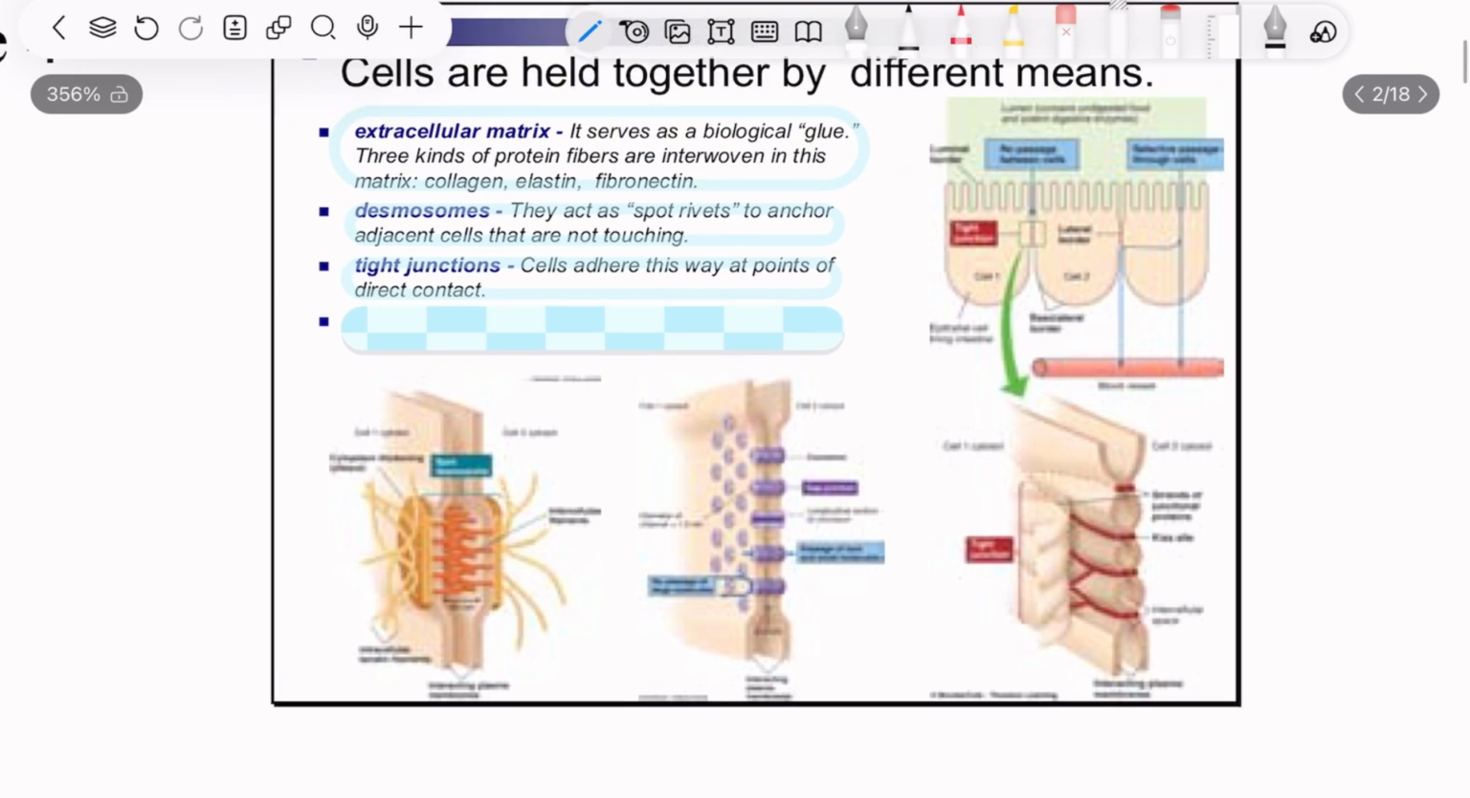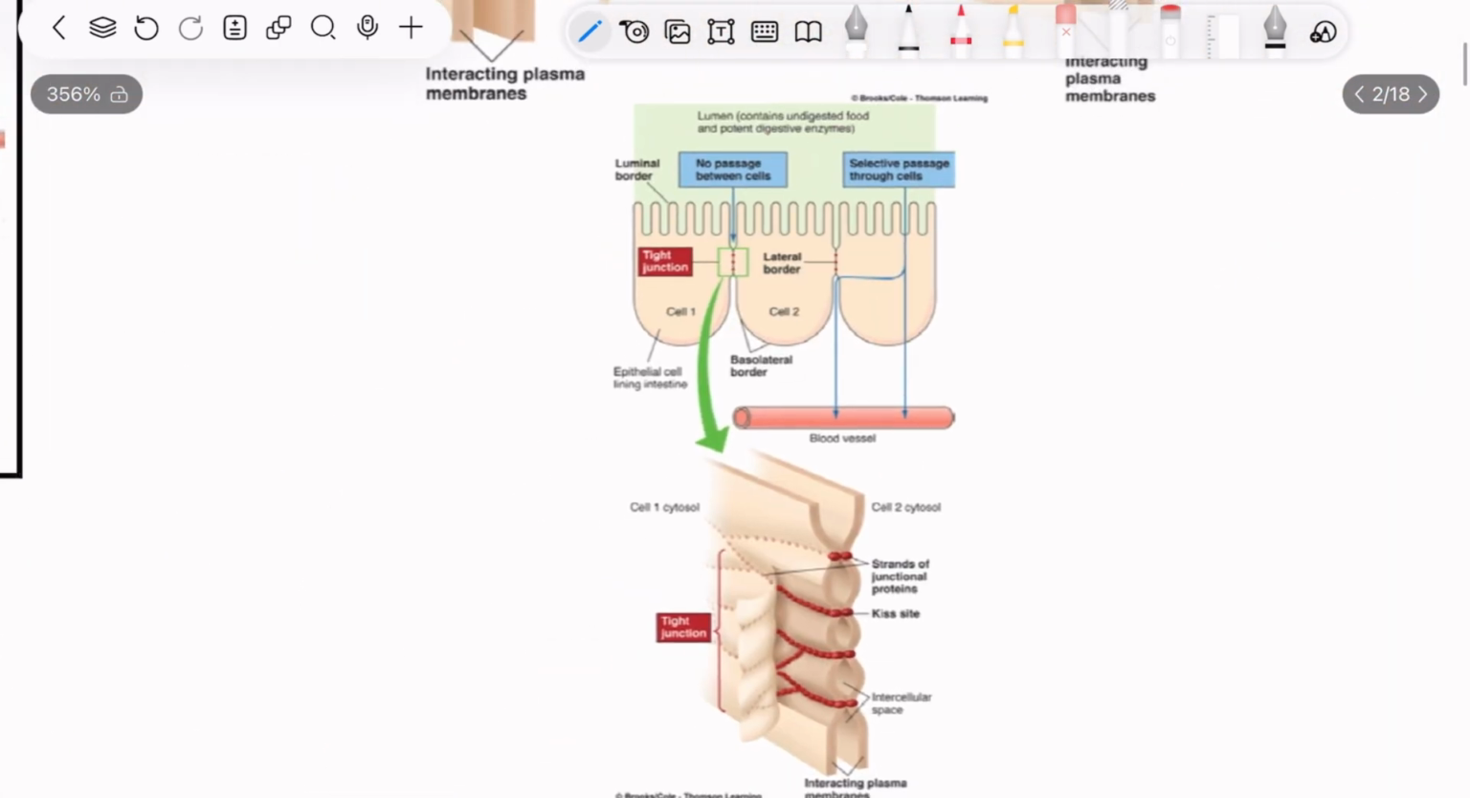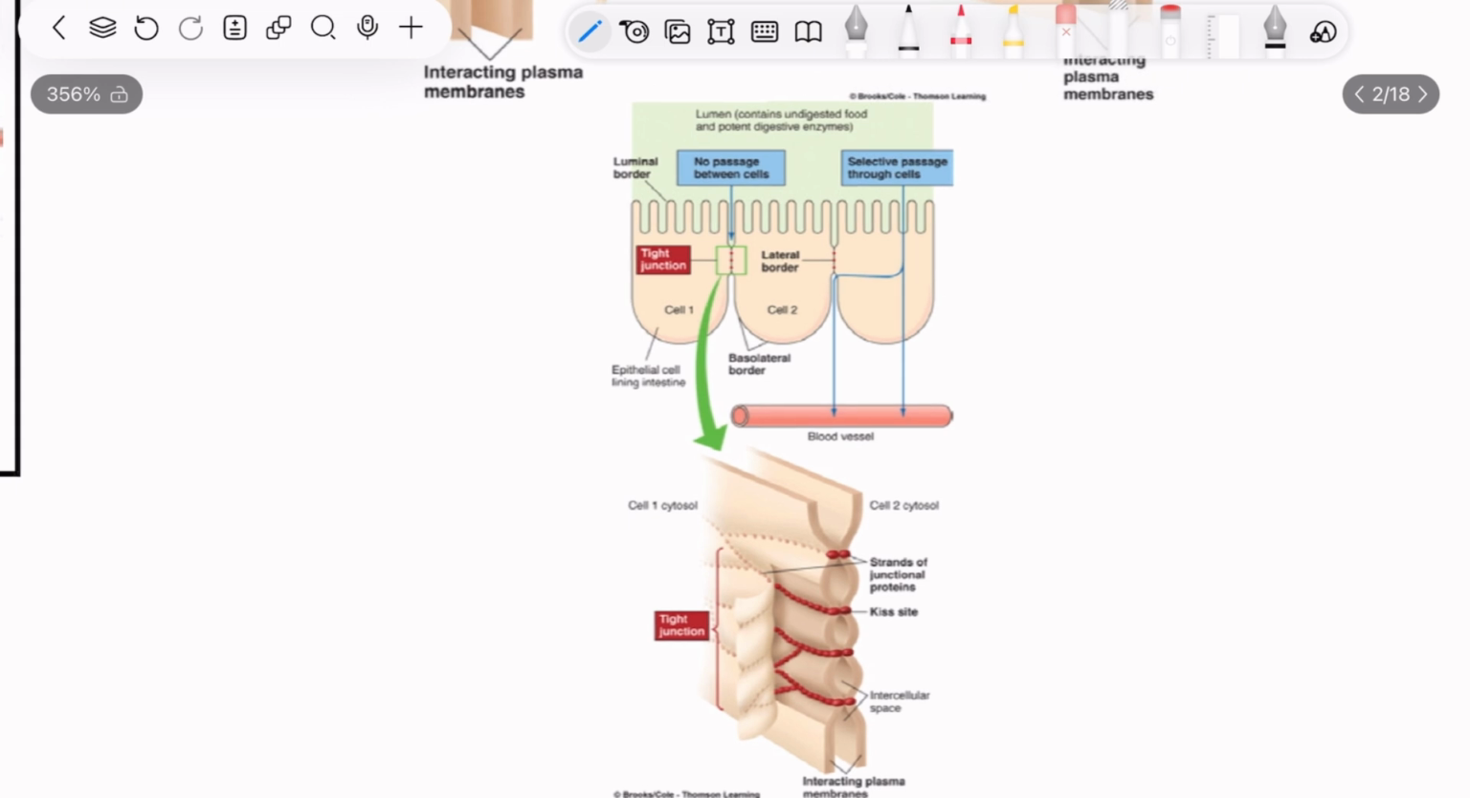Tight junctions. Cells adhere this way at points of direct contact. So in this case, tight junctions form a seal between the cells, ensuring that nothing leaks between them. They are important in places like the stomach or the intestines, or actually in any case where you do not want any substances to leak between the cells.